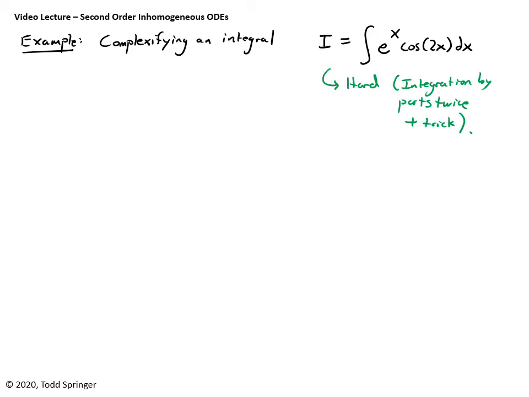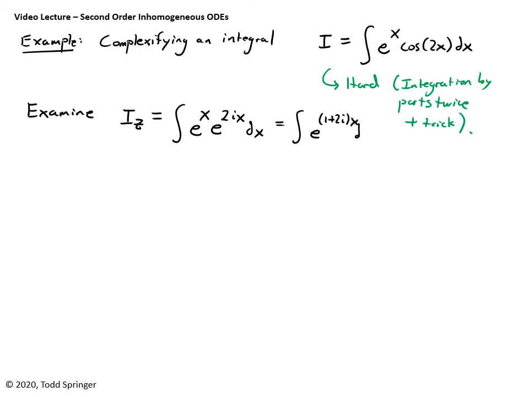So what I'm going to do is a trickier way using this complexification. I'm going to instead examine a different integral. Let me call it I_Z, meaning it's a complex integral: the integral of e to the x times e to the 2ix dx, which is the integral of e to the (1 plus 2i) times x dx. Why would I want to do that? Because if you think about it, the difference between these two integrals is that this one has a cosine 2x and this one has an e to the 2ix.